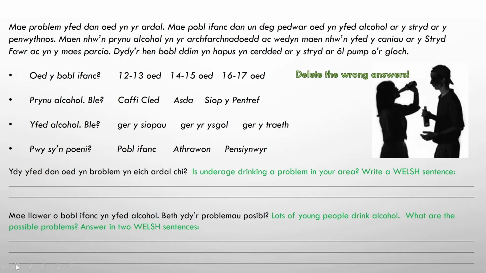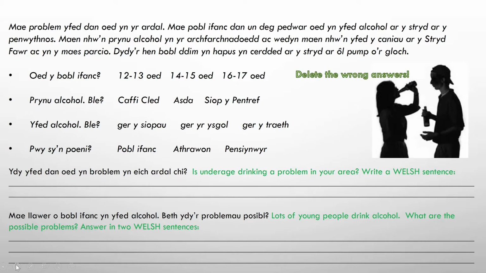So a brief text there. And the first 4 questions, it is a case of deleting the wrong answers or circling the correct answer. Felly, oed y bobl ifanc? Are these young people between the ages of 20 or 30 oed? Or are they in the category 14 i 15 oed? Or are they slightly older, 16, 17 oed?